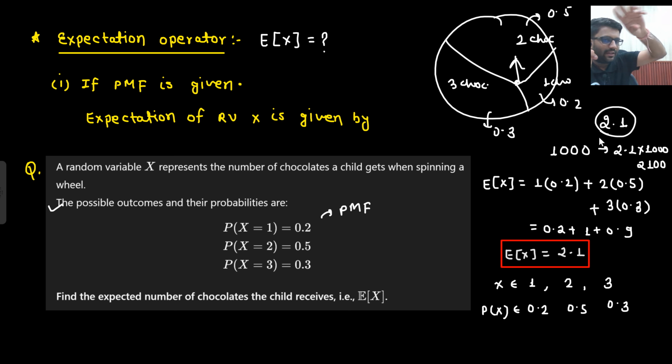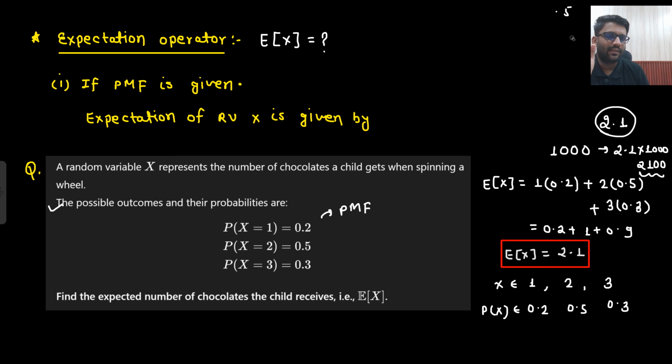That means if the wheel is spun one time, then the expected value of chocolate the child can receive would be 2.1. So if you are doing the experiment 1000 times, then the chocolate you will receive could be 2100. This is the expected value. So nearly around 2100 chocolates the child will be getting. But as of now our target is to focus on the formula.